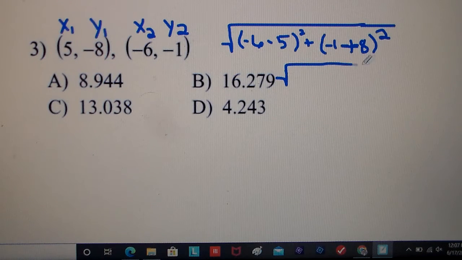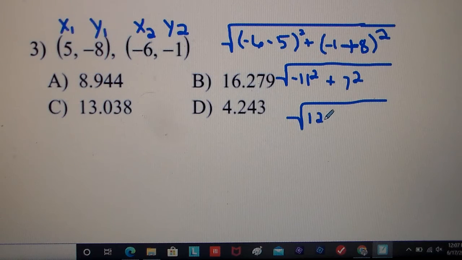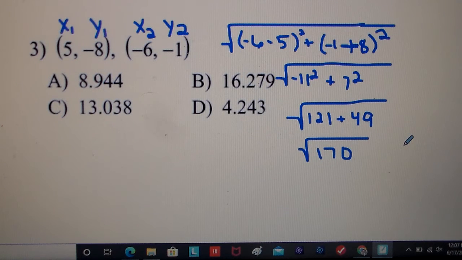Here we go. Square root. -6 minus 5 gets you -11. And it's going to be squared. Plus -1 plus 8 gets you a +7. So it'll be +7 squared. -11 squared, that gets you 121. 7 squared gets you 49. 121 plus 49 gets you 170. And the square root of 170 is 13.038. So number 3 is also C.